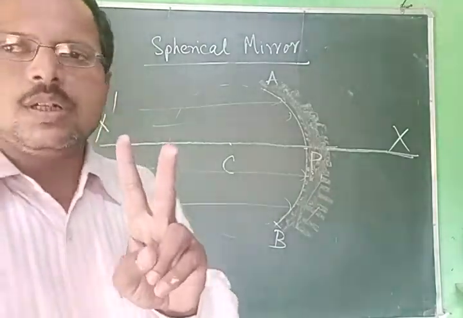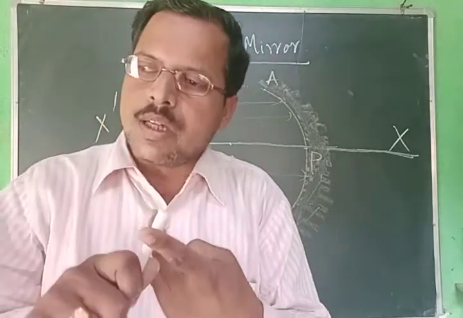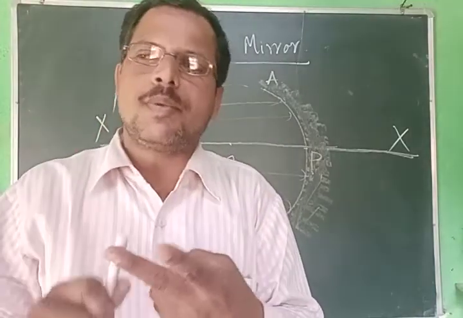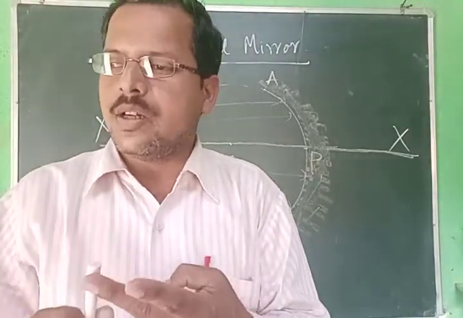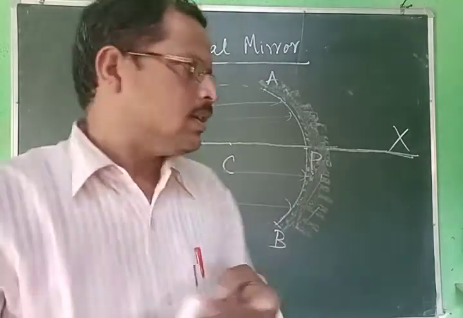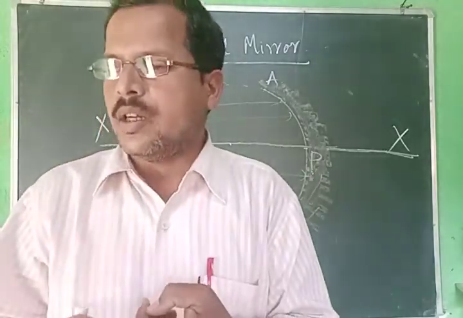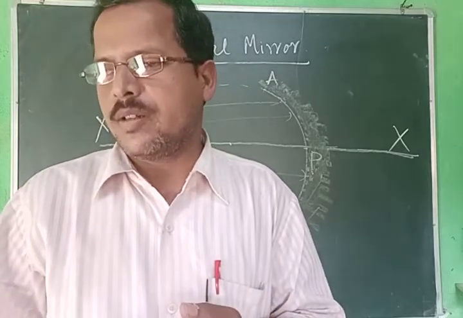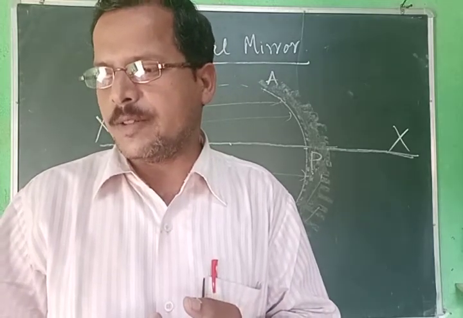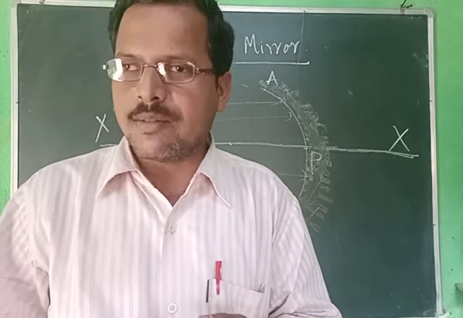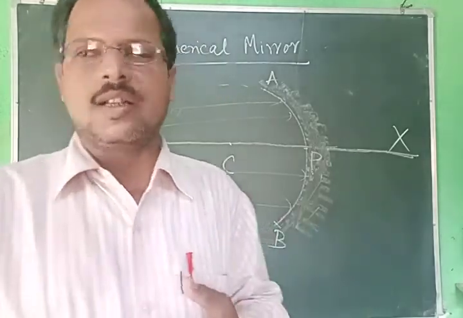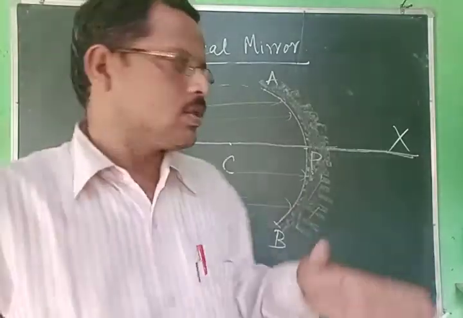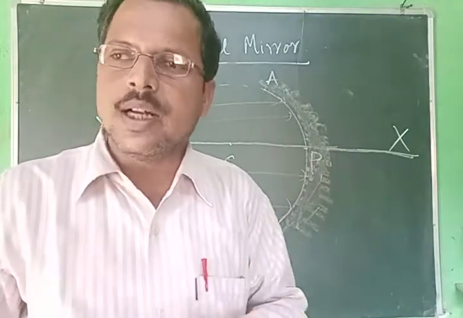Light has two properties. One is reflection. There are so many properties, but out of those properties we only read reflection and refraction in class 10. Otherwise there are many properties of light, like dispersion and scattering of light, all things are there, but don't go there. Just read reflection and refraction.